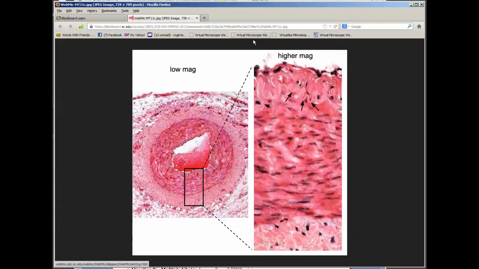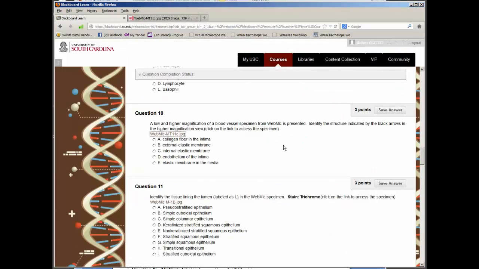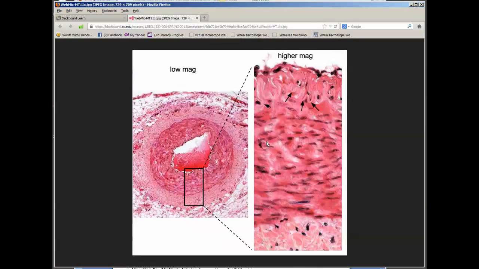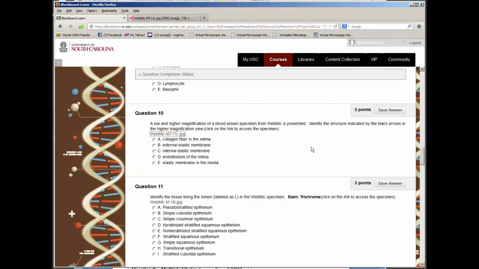The intima here, and let's go back and see what we were asked. We were asked to identify the structure indicated by the black arrows. So we go back here, and we see this wavy structure here in the intima, and that should remind us of an elastic membrane. So this is the internal elastic membrane. That is the answer that should have been chosen.